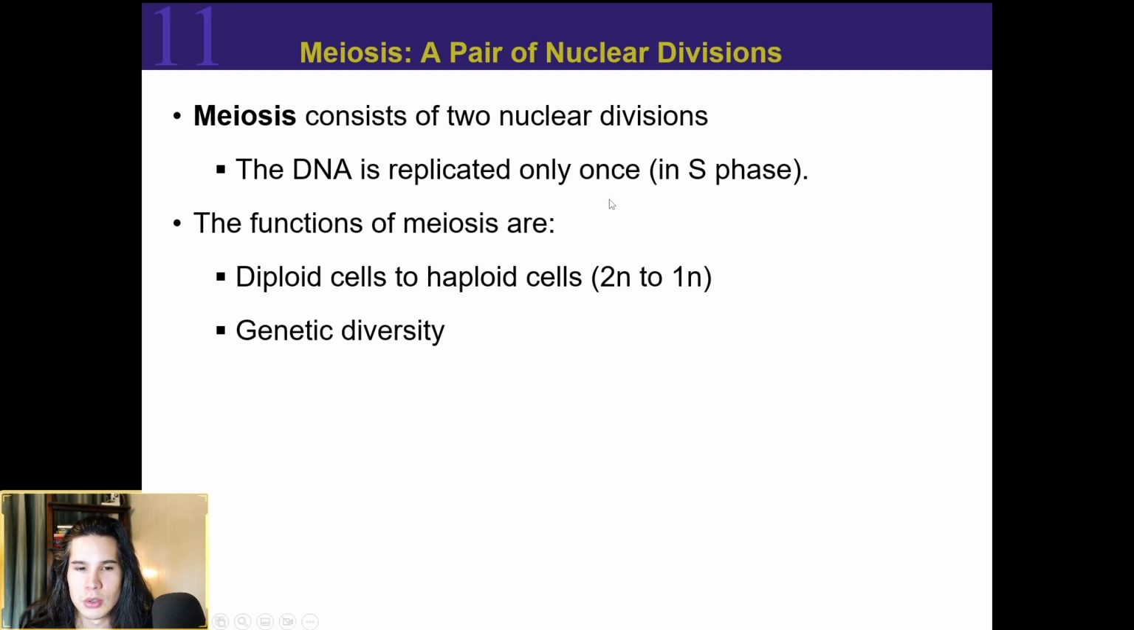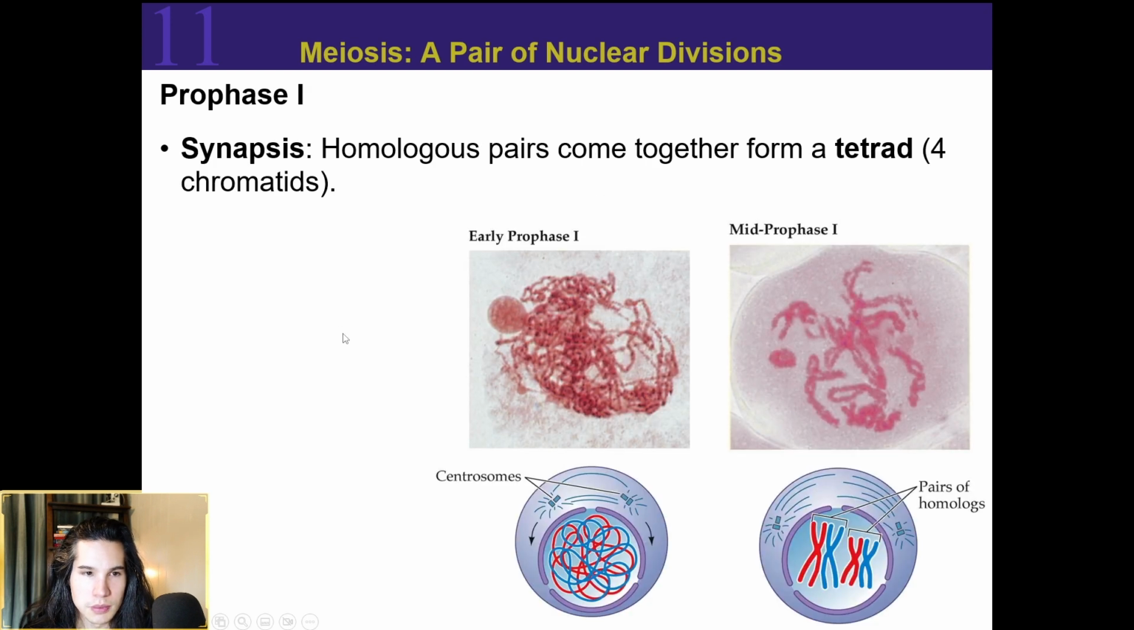However, you're going to have two nuclear divisions, meaning all of your daughter cells are going to be haploid, or 1N. So the function of meiosis is to go from 2N, from a diploid cell, to a haploid cell, and again, you're creating genetic diversity. To jump right into it, we're going to start off with prophase 1.